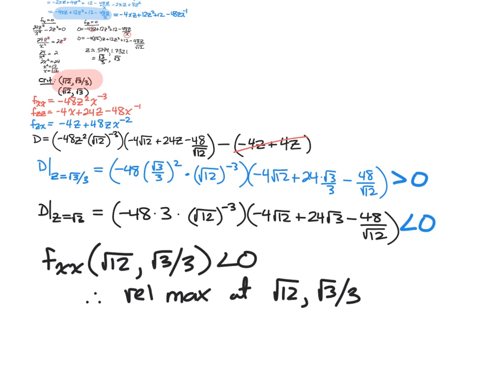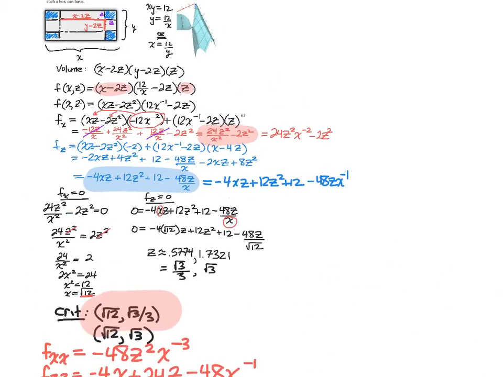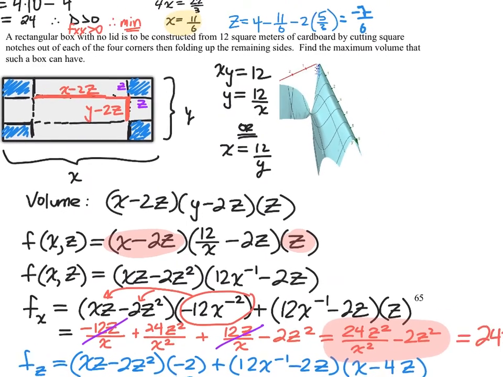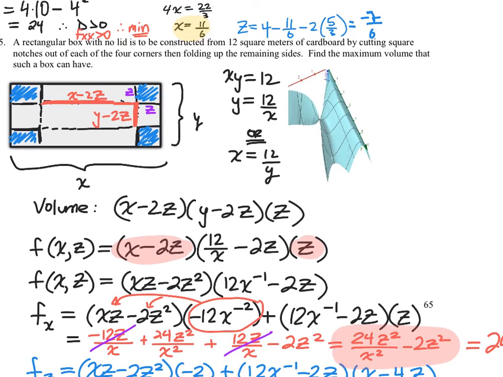Like telescoping series. I'll come back to that in a second, and answer the question: find the maximum volume that such a box can have. That max volume is based off of this, which in turn is based off of that. So I have to plug my x and z values into this expression. That part in and of itself is not going to be bad, because all I'm going to do is replace my x's with radical 12s and my z's with radical 3 over 3.